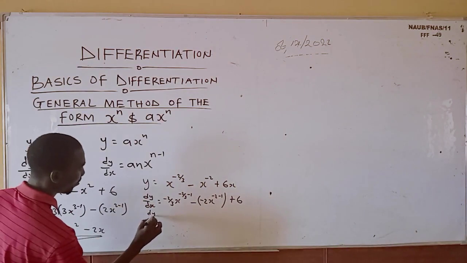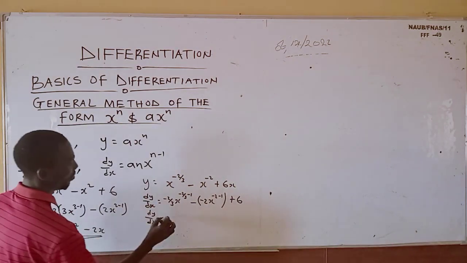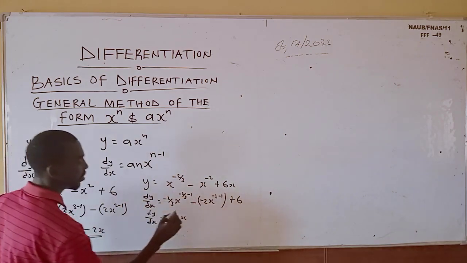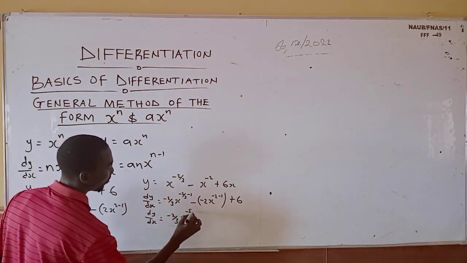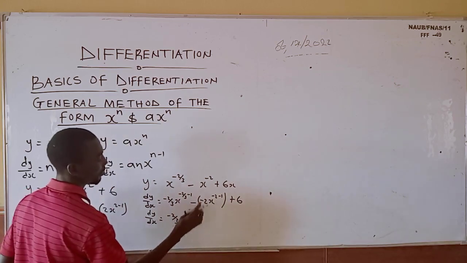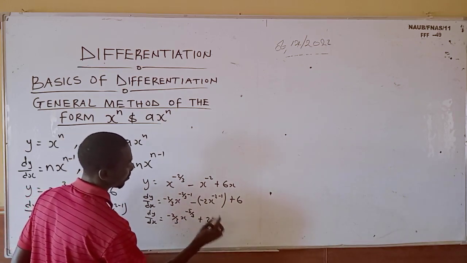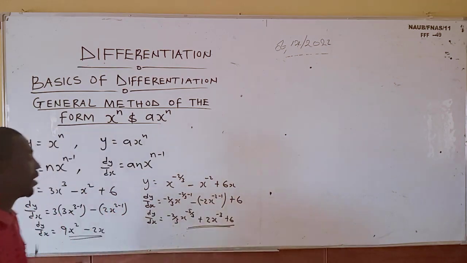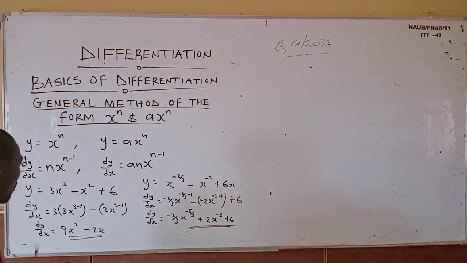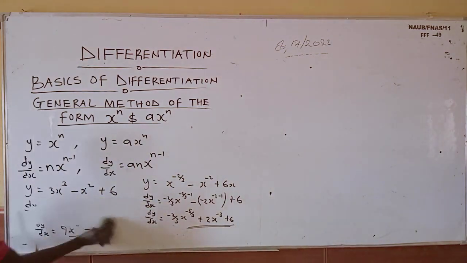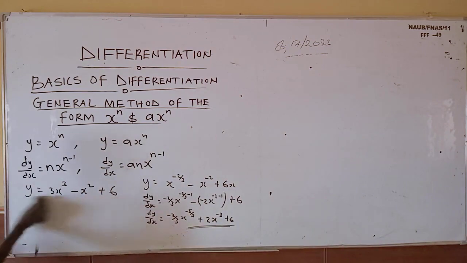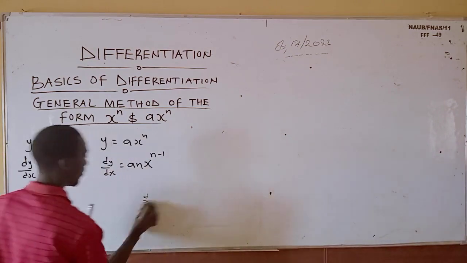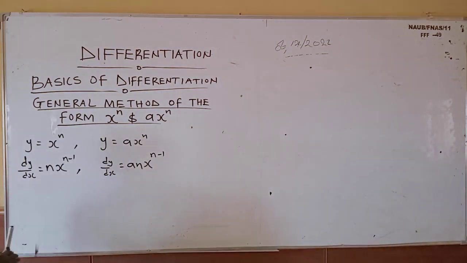So now dy over ds will be equal to minus 2 over 3, s to the power of minus 2 over 3 minus 1, which is nothing but what? Minus 5 over 3. Minus times minus is plus 2s to the power of minus 2 minus 1, which is minus 3, plus 6. So this is your answer. Do you get this? So now let's consider the last example here under this general form.